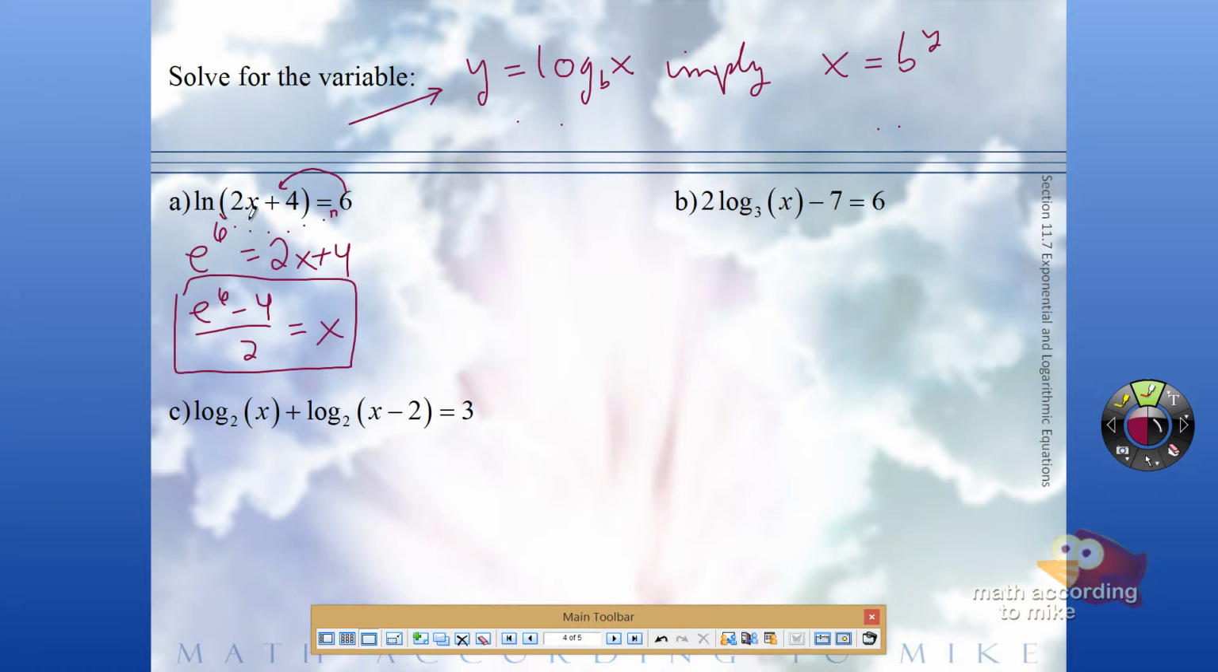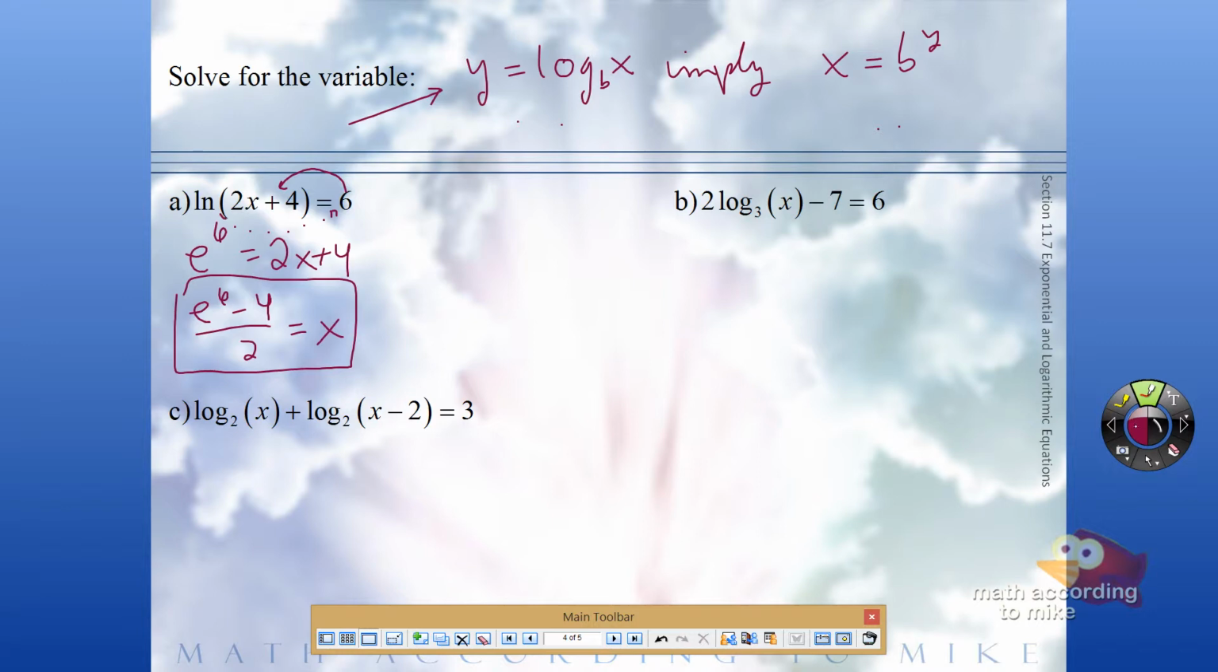But we have to check. If our e to the 6th, let's just say 30, even though it's a very big underestimate there. If it's 30, 2 times 30 is positive, plus 4 is even more positive. So if I put it back in, I'm totally fine.